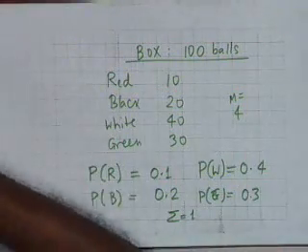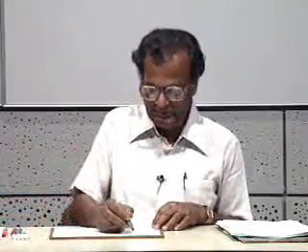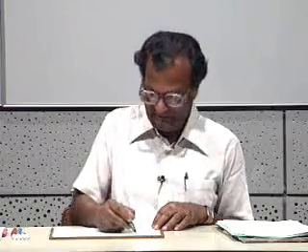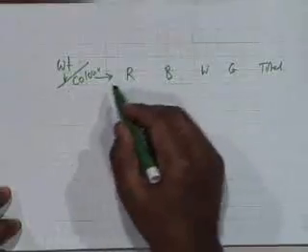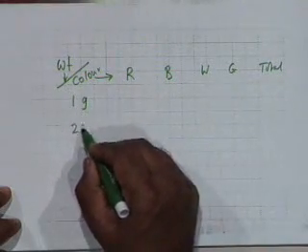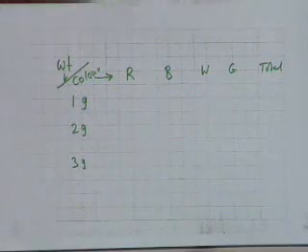Now, let us complicate matters and talk of joint probability. That is, we now distinguish between the balls in terms of weights. Let us say the sizes are different, and we make it into the form of a matrix, weight in this direction and color in this direction. We have red, black, white, green and total, and weight, let us say 1 gram, 2 grams and 3 grams. Let us have 3 different kinds of weights.